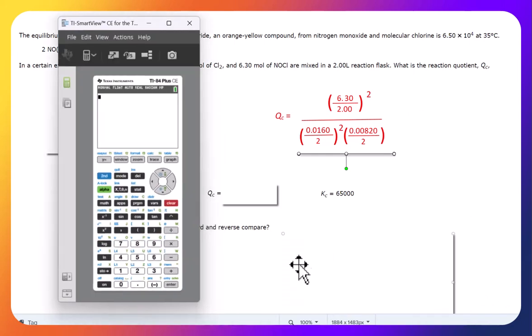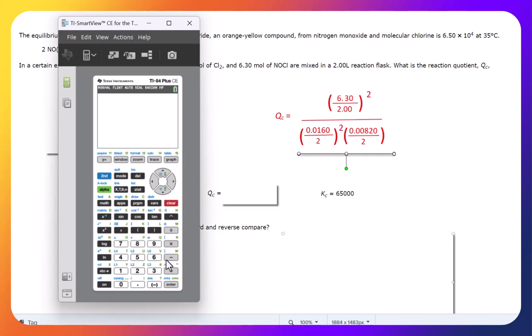my trusty TI. Now you could do this the long way, but I see right here that this 2 squared and this 2 squared are going to cancel. So I won't have to worry about this divided by 2 in both of these expressions.